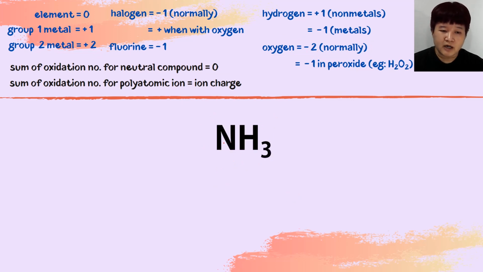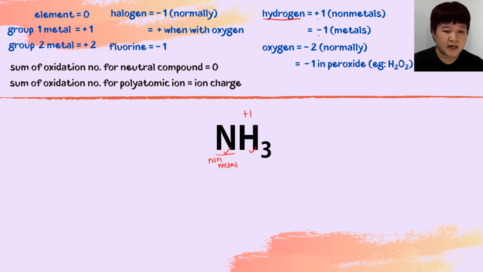Next, we have ammonia. If you look at ammonia, we have nitrogen and we have hydrogen. Hydrogen can be +1, can be -1. It will be +1 when it partners with a non-metal. It will be -1 when it partners with a metal. So nitrogen obviously is a non-metal. And therefore, in this case, hydrogen must be positive 1.